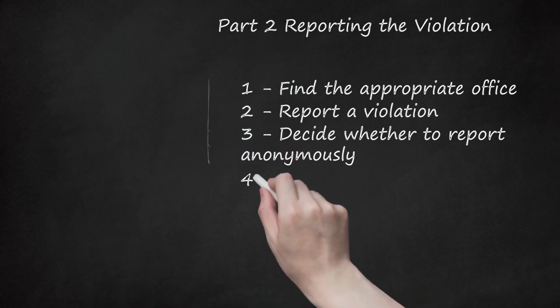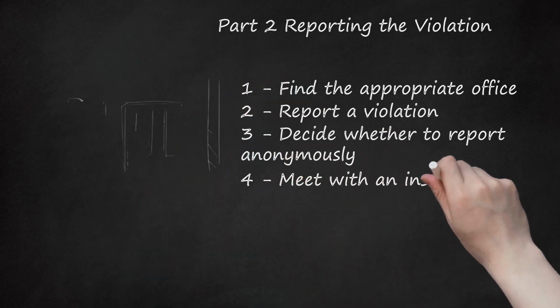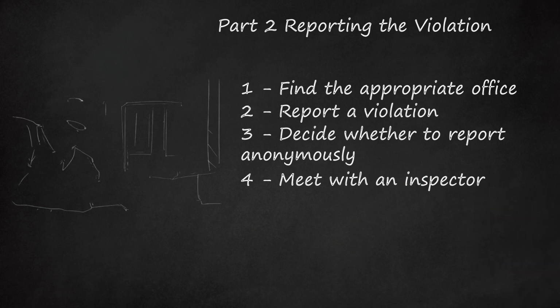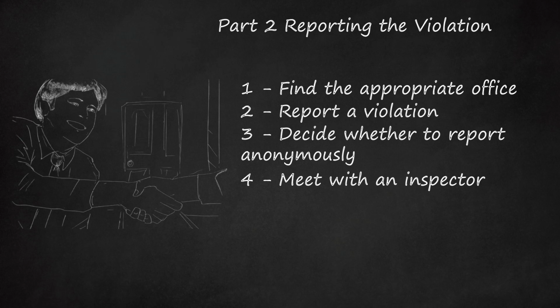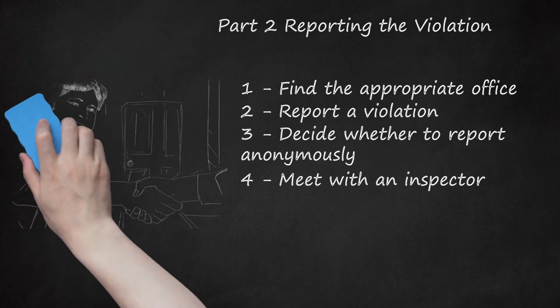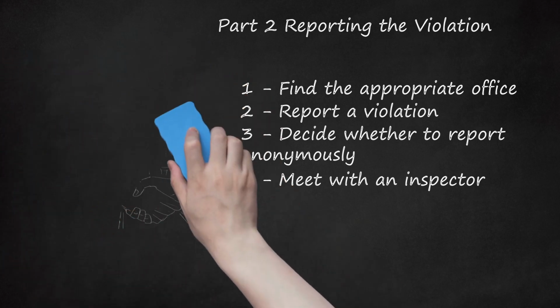4. Meet with an inspector. The city or county should send a code inspector to investigate. You can meet with the inspector to show him or her the problem. If the inspector comes to your apartment, then you should try to get a copy of the inspector's report. This will be good evidence to have as you are considering next steps to take.